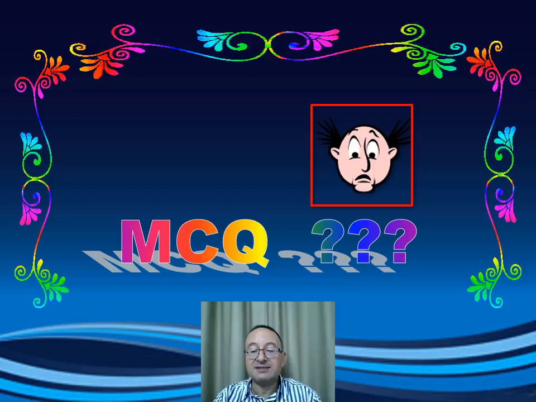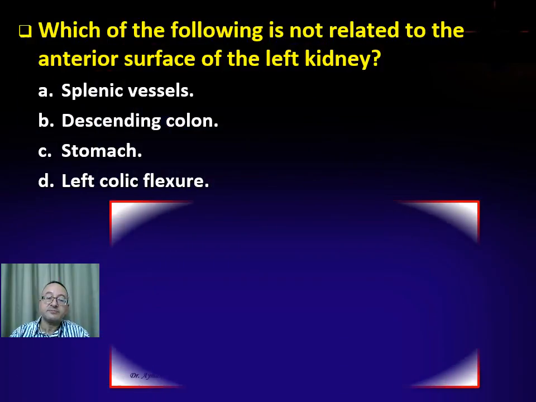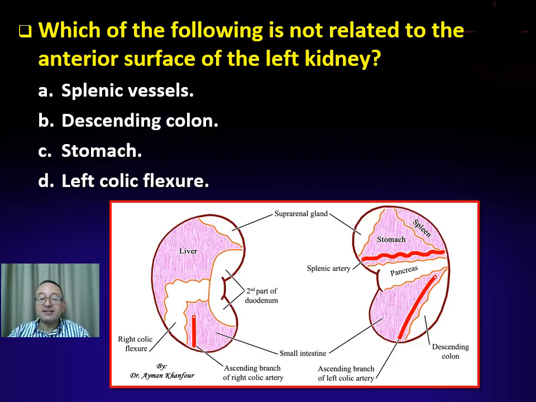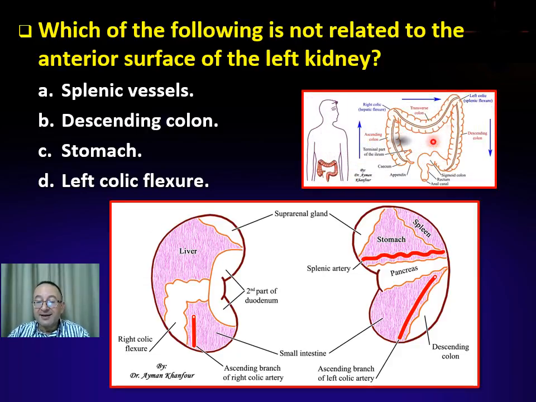Now we reached the second part of questions, which are multiple choice questions. Which of the following is not related to the anterior surface of the kidney? I'll give you a very nice key. Look here, these are the parts of the large intestine. This is the right colic flexure. The left one is higher. So the corresponding part of the right colic flexure on the left kidney is that part, which is the descending colon. So the choice here is number D.